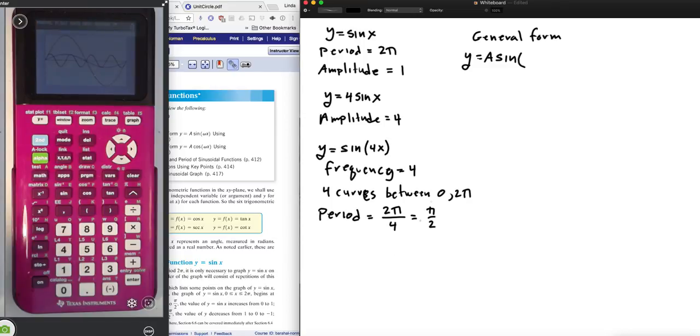All right, so we refer to that frequency with the Greek letter omega. You can just think of it as a W. I'm going to stop there for now. Okay, so what we get out of this first general form, A, and we do A in absolute value, is the amplitude. And omega is the frequency.